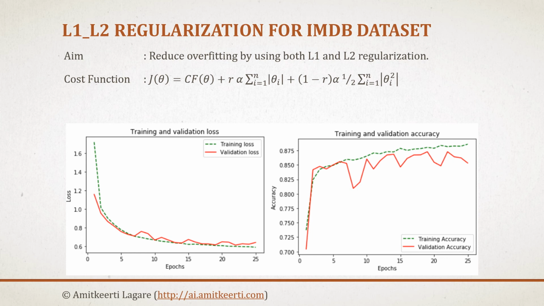In addition to L1 and L2 regularization, there is another regularization which is a mixture of both L1 and L2. This is similar to elastic net, which is part of linear regression. The equation above shows both the terms of L1 and L2 being added to the cost function. An additional term R has been added to control the contribution of L1 and L2 to the overall cost function.